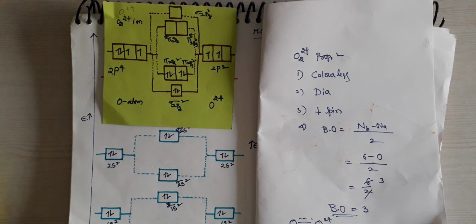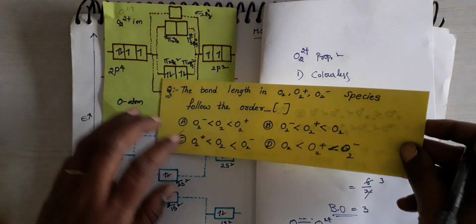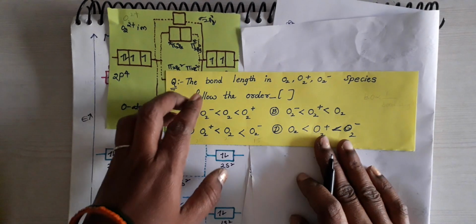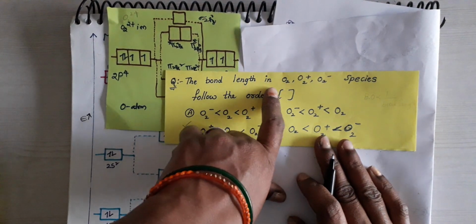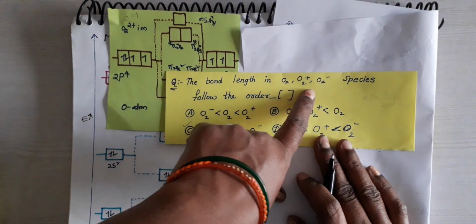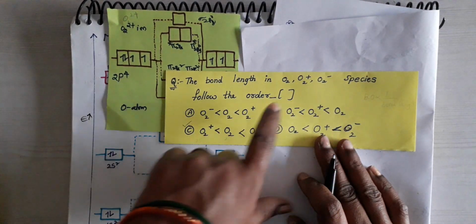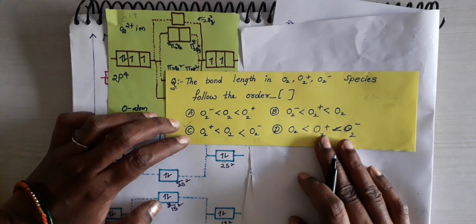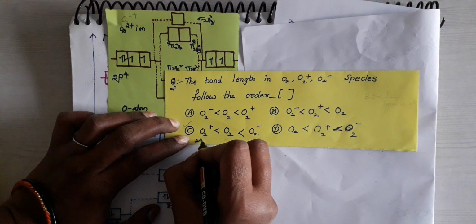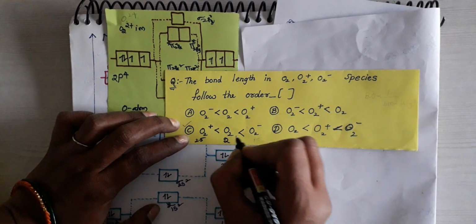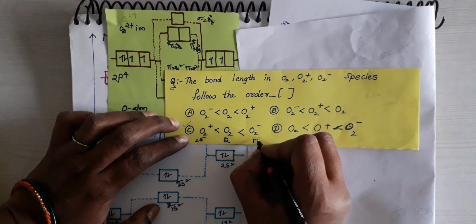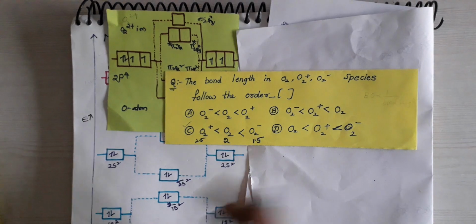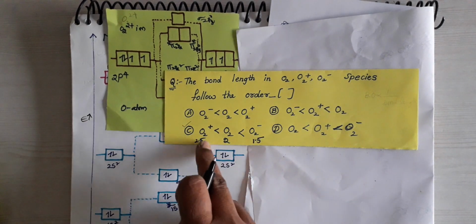Next we have to discuss one question. See here, this is the question. The bond length in O2, O2 plus, O2 minus species follows the order, which is correct? If you see here, we already found that for O2 plus bond order is 2.5, for O2 bond order is 2, for O2 minus 1.5. We already calculated O2 2+ also, that is 3, but here only O2 plus is given.